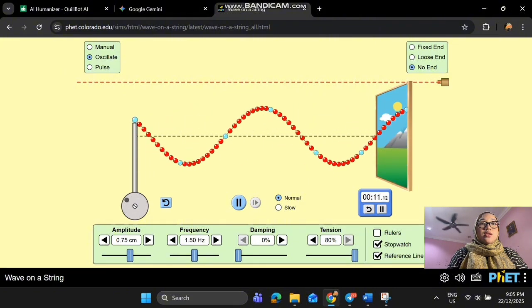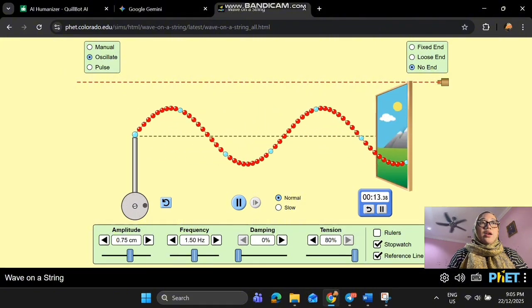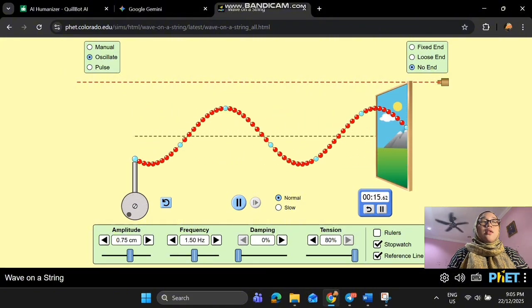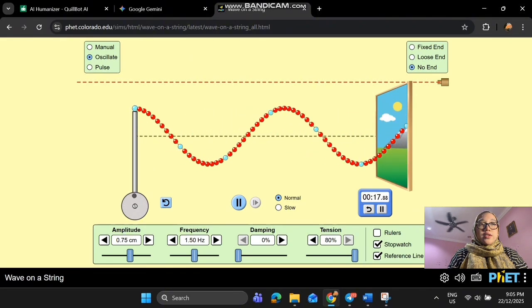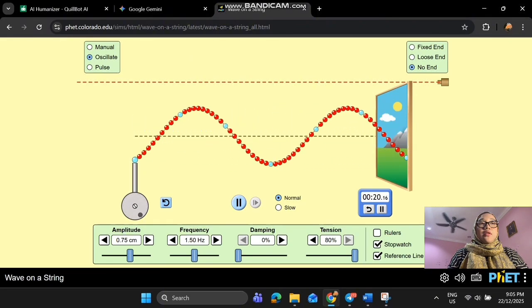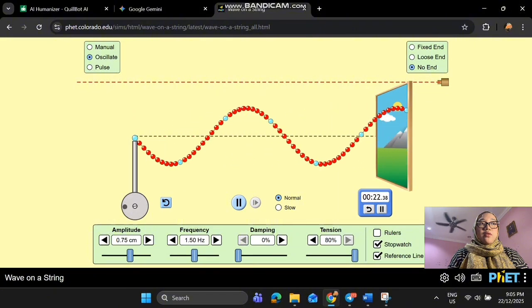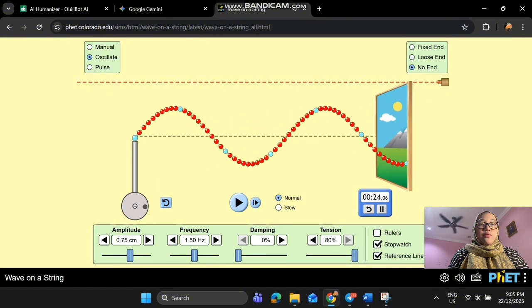For the high tension, I set it to 80%. High tension means the string is pulled tight. This allows the wave to travel faster and look more stable. The result is a perfect repeating sine wave that continues out the window without fading away.